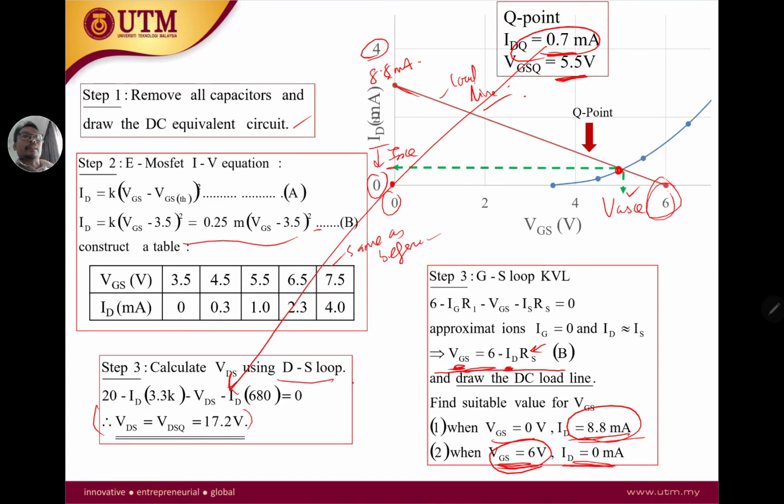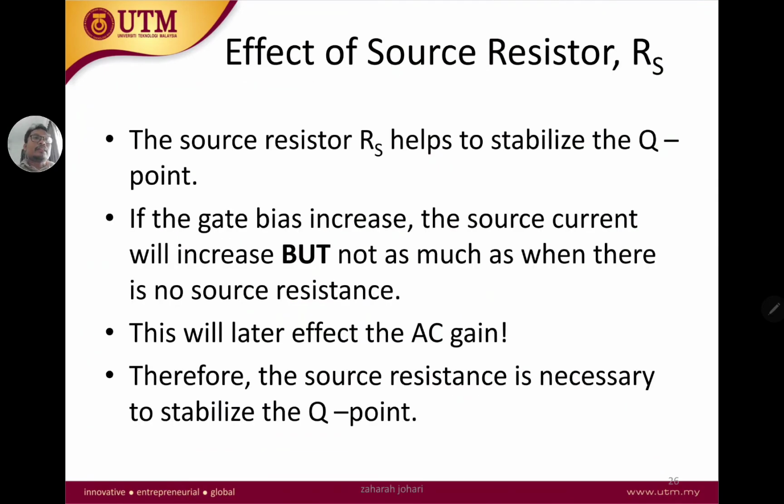Just a recap on the steps. We have 3 equations with 2 loops. The first equation is the exponential equation, which is this graph. The gate to source loop is a load line. Get the IDQ and the VGSQ, and from the IDQ we go to the drain source loop. Substitute the ID with IDQ, and you should get our VDSQ. That's just a summary here.